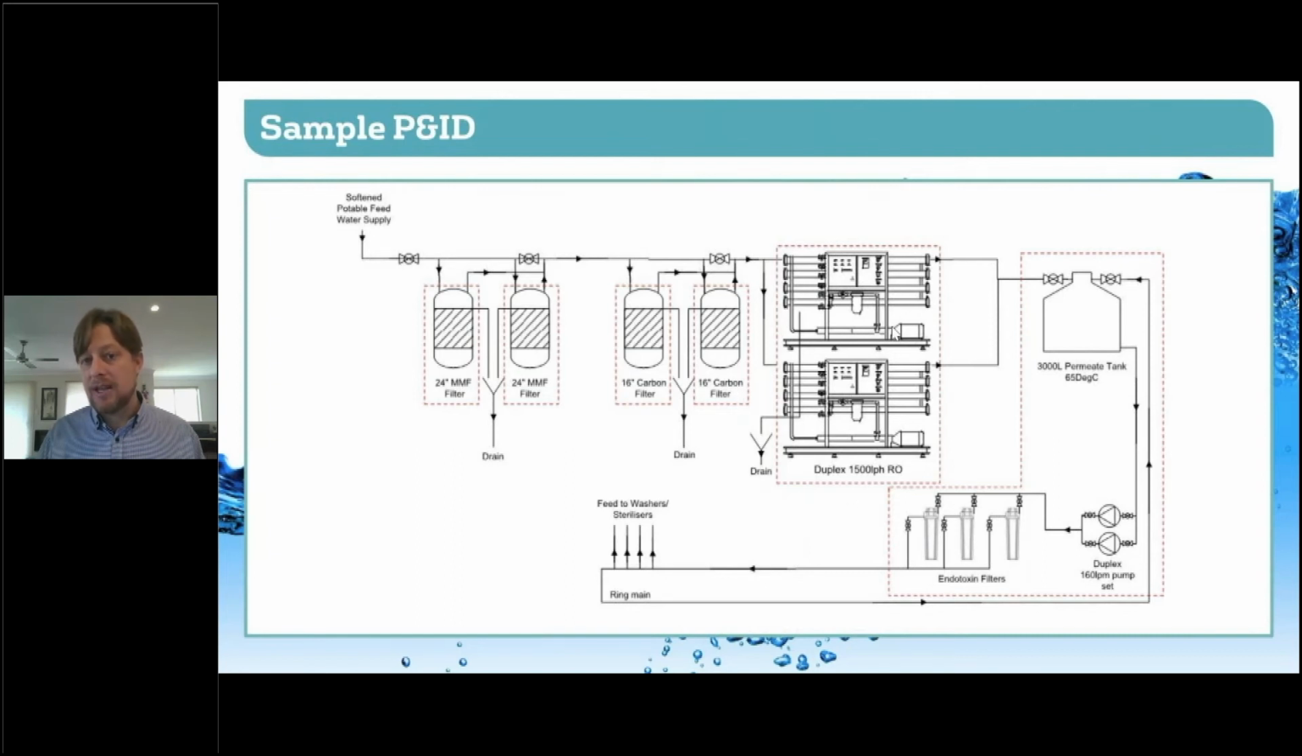Your RO system, again, this one is a duplex RO. There's 2 membrane trains here, again for redundancy. Into your permeate tank, which this one is a 65-degree tank, so it's a hot water loop, through your duplex pumps and your endotoxin filters. No UV because we've got a 65-degree hot water loop, and then that's pumped around to your washers and sterilizers.